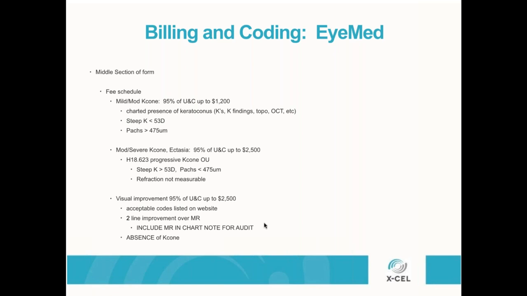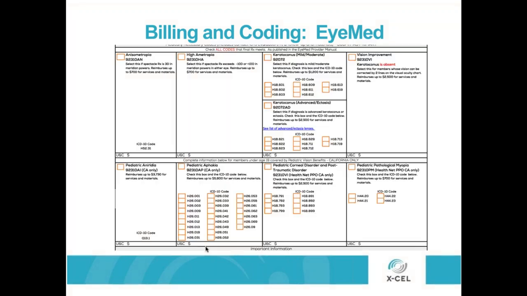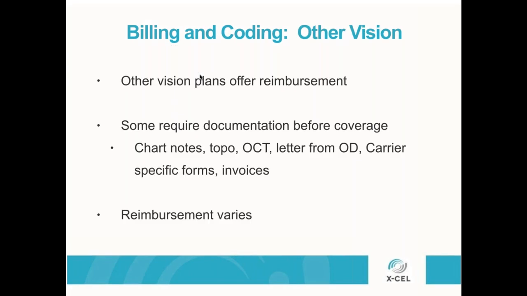For pretty much everything else for a scleral lens that's not keratoconus, you'll use the visual improvement code, assuming it applies. Visual improvement just says you can improve their vision two lines over manifest by using whatever modality you're going to use, in this case a scleral lens. So make sure you document their manifest and your GP vision, make sure it's two lines better, but they'll pay up to $2,500 on that. Again, this is in the absence of keratoconus. So that's great for post-corneal transplant patients and post-RK patients. And then they also pay for high ametropia and anisometropia up to $700 in addition.